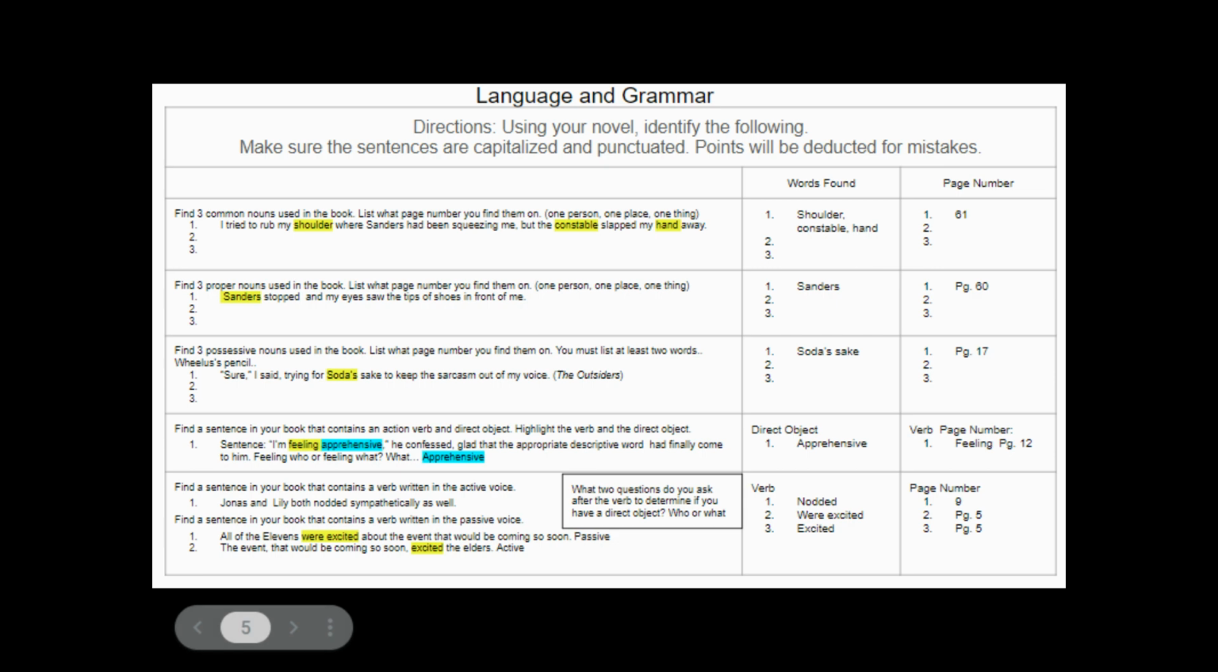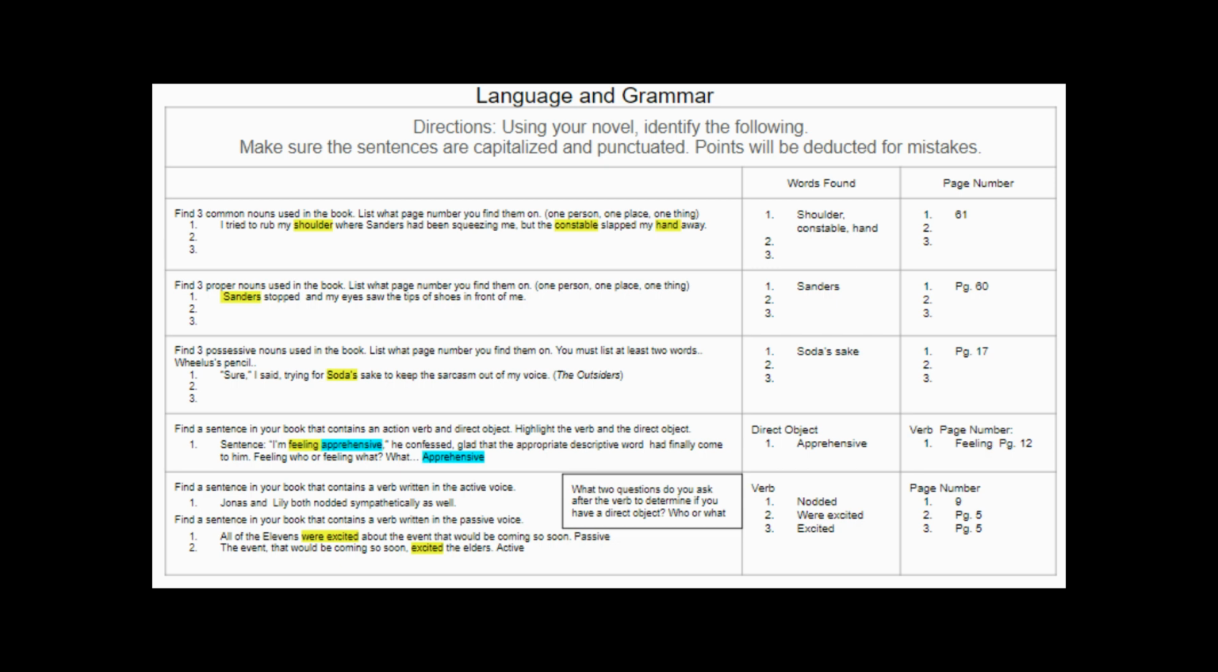The next part, it says, find a sentence in your book that contains an action verb and direct object. Highlight the verb and the direct object. Sentence: "I'm feeling apprehensive, he confessed, glad that the appropriate descriptive word had finally come to him." Okay, he was feeling who, or he was feeling what? He was feeling what? Apprehensive. Okay, so your direct object is apprehensive, the verb is feeling, and I got that on page 12.